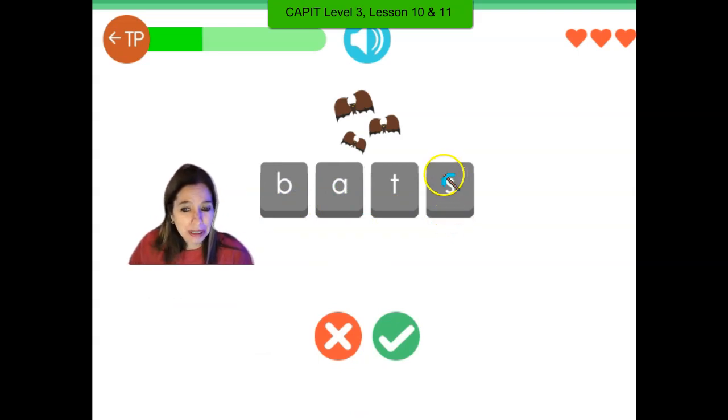If this is truly a suffix, then when I take it off or cover it up, I'm left with the root word. What is the root word or the base word? Bat. So one of these mammals is a bat. If I have a group of them like this, I have bats. Good job.